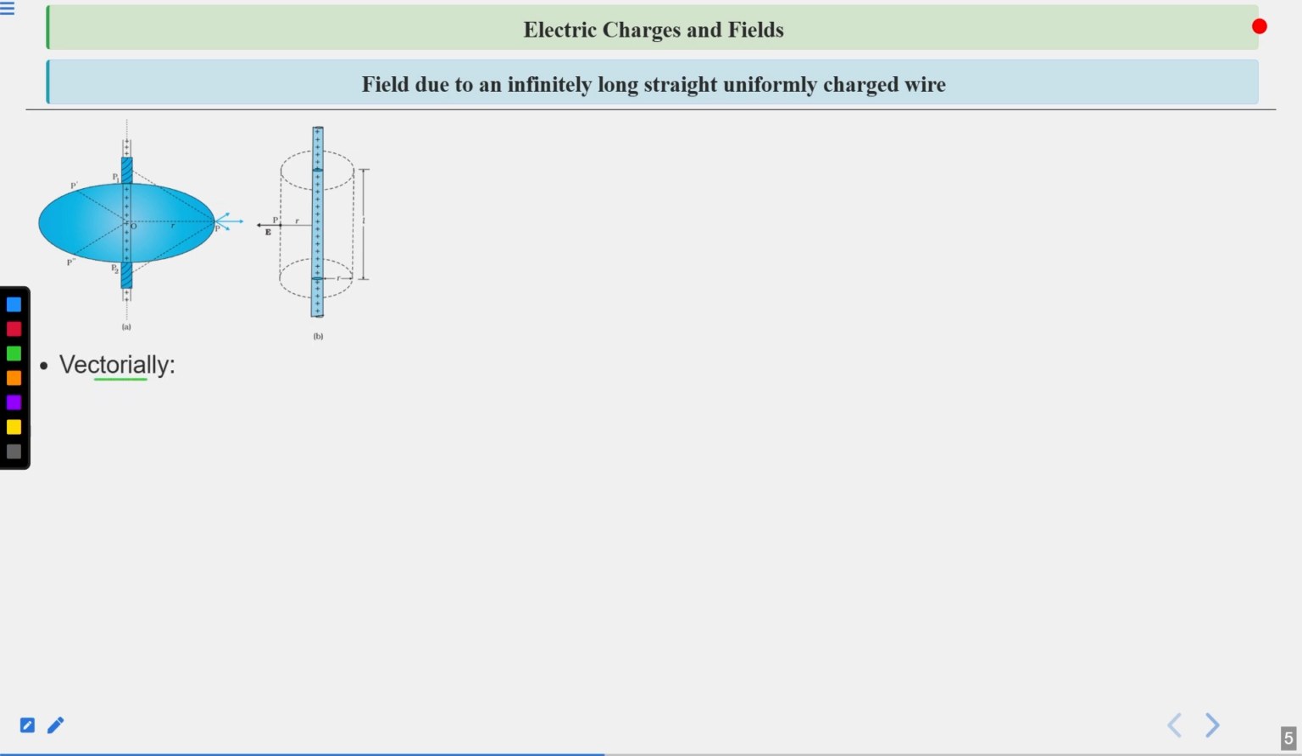So vectorially, E equal to lambda divided by 2 pi epsilon naught n cap. What is n cap? n cap is the direction which is perpendicular, where n cap is a radial unit vector normal to the wire. So here n cap is the direction like this. n cap shows the direction which is the normal to the wire.